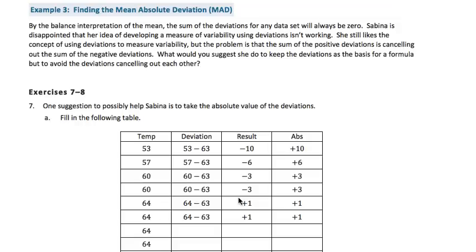Sabina is disappointed that her idea of developing a measure of variability using deviations isn't working. She still likes the concept of using deviations to measure variability, but the problem is that the sum of the positive deviations is canceling out the sum of the negative deviations. Think about what you might suggest she do to keep the deviations as the basis for a formula, but to avoid the deviations canceling out each other.